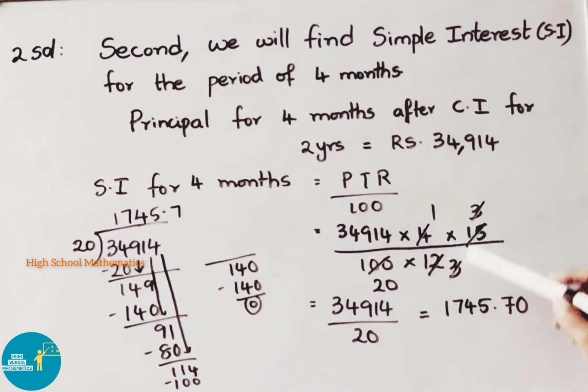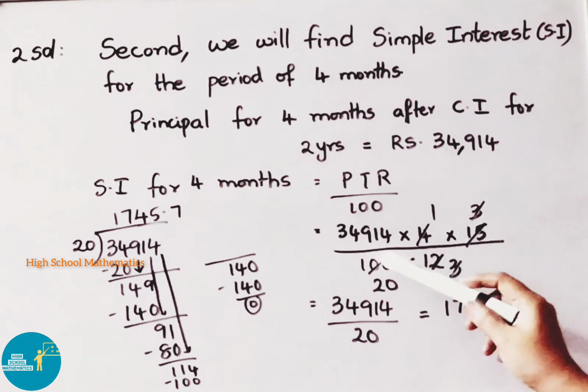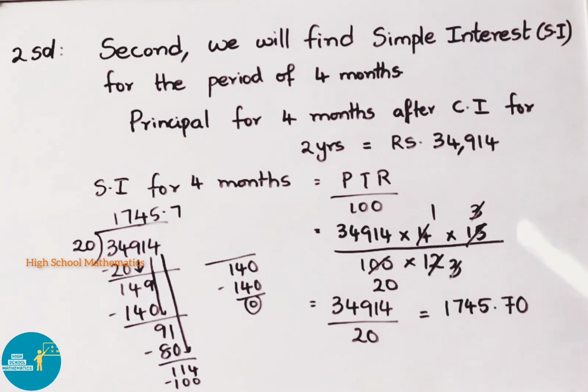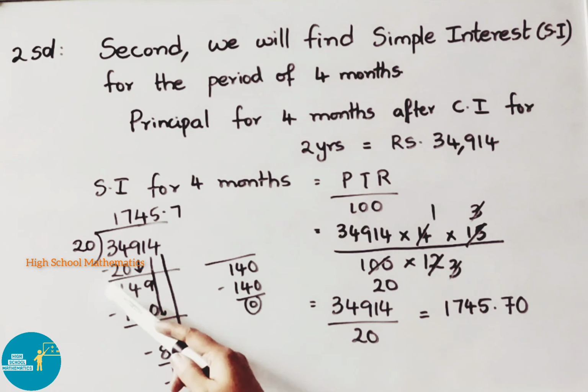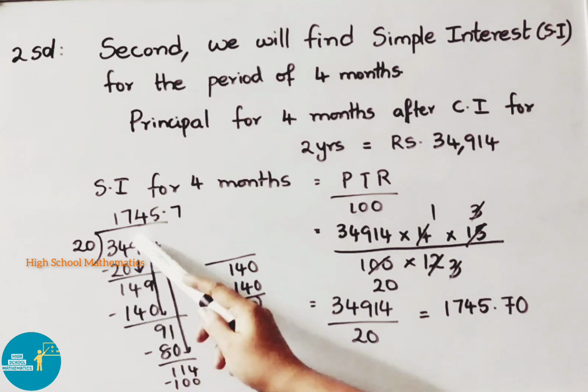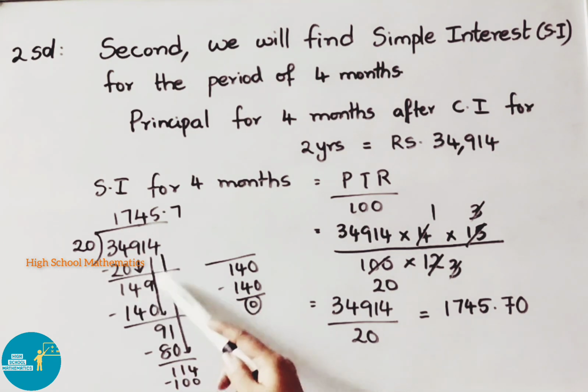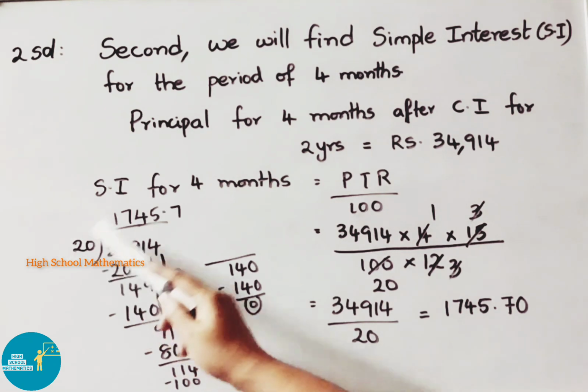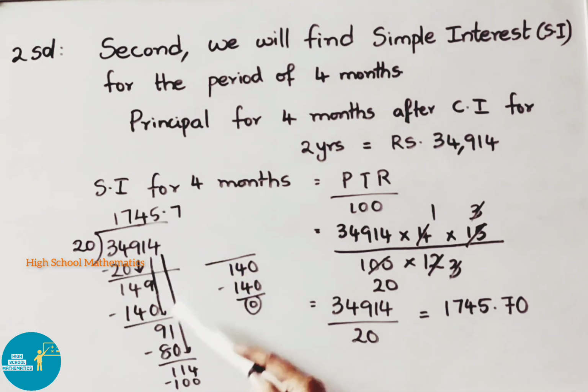Now we shall see the cancellation. 4 ones are 4, 4 threes are 12. Now 5 table 5 threes are 15, 5 table 20 times is 100. Again this 3 and 3 will be cancelled. Now we are left with 34,914 by denominator 20. Now we have to do division. 20 table 1 time 20. 34 minus 20 is 14. Write the next digit 9. Now the number is 149. 20 table 7 times 140. On subtracting we get 9. Note down the next digit, that is 91. Now the number is 91.